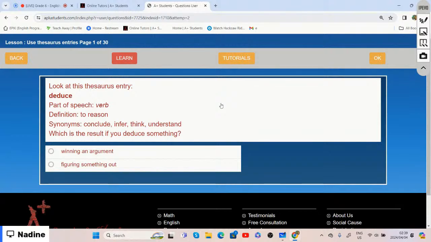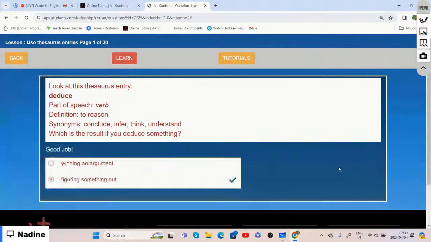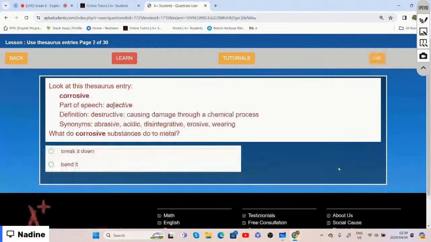All right, and if we could say something that you deduce, we can say it is figuring something out, right? Because deducing is more trying to understand or to bring reason, right? Than to have an actual fight or winning a fight or winning an argument, right?